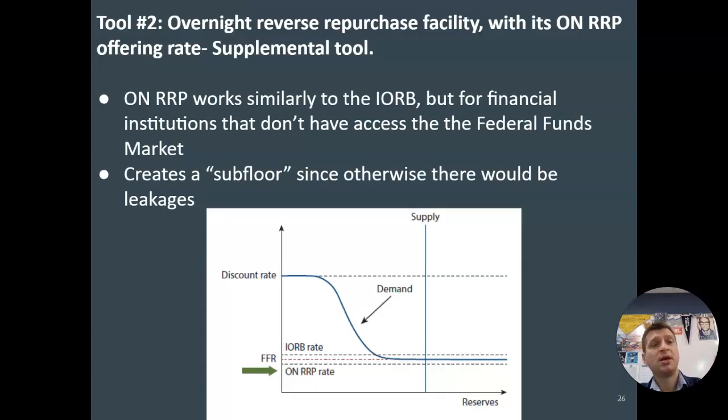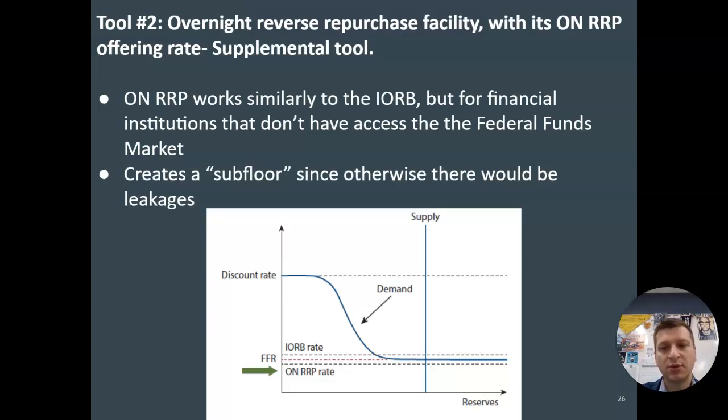The other tools: you have the overnight reverse repurchase facility, the ON RRP rate. This is a supplemental tool that isn't as effective, but necessary because there are certain financial institutions that can't borrow from the Fed and can't take advantage of the IORB rate. So how they essentially do it is through buying and selling of other assets with the Fed. This creates a subfloor.